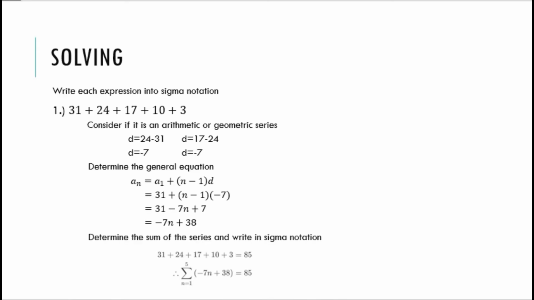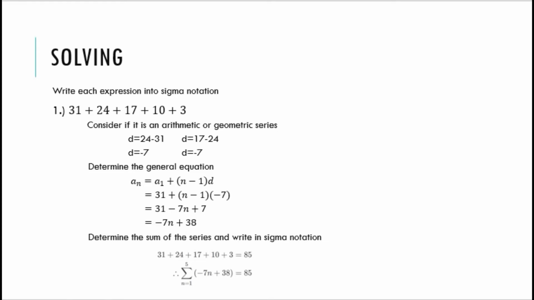The next type of problem that we might encounter when solving sigma notations is when we are asked to write each expression into sigma notation. So the first step here is to consider if it is an arithmetic or geometric series. And to do that, you can subtract or divide. So starting with subtraction, to test if it is arithmetic, we have 24 minus 31 is negative 7. And to double check, 17 minus 24 is also negative 7. So that confirms that this is an arithmetic series.